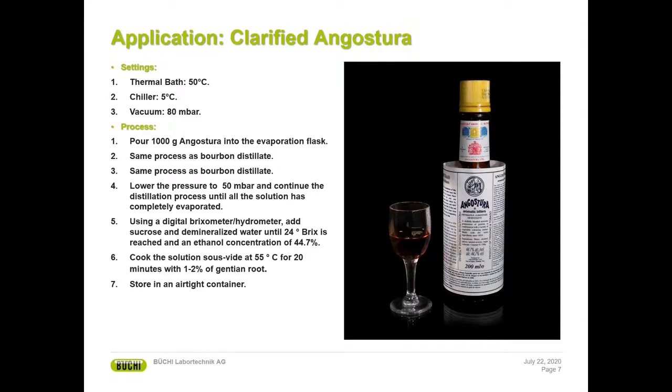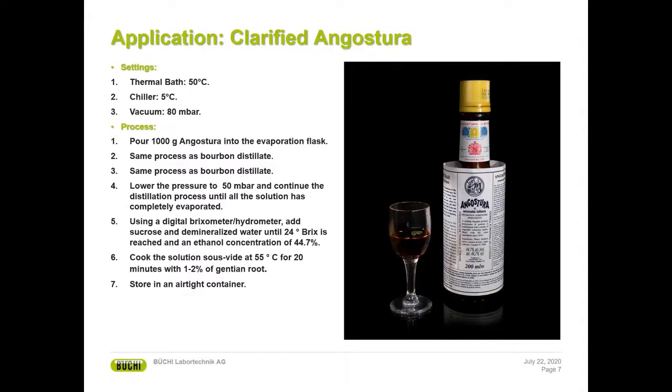Once we did that, you can use a Brixometer if you have one, or if you have the chance to access a digital hydrometer, they're extremely precise instruments that you can use to add sucrose and water until you almost replicate the original sugar content of the Angostura, and its ethanol concentration, which you can see on the label is 44.7%. Doing that, we are able to replicate almost the taste of the original product, getting rid of the color.